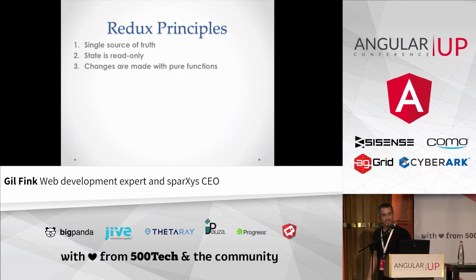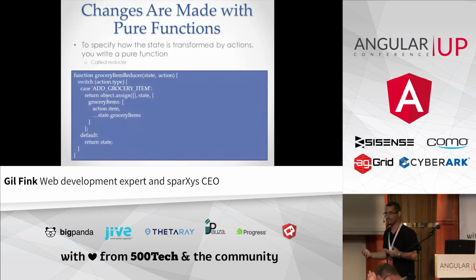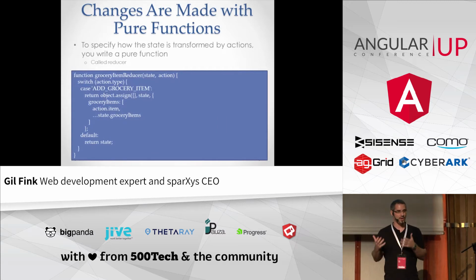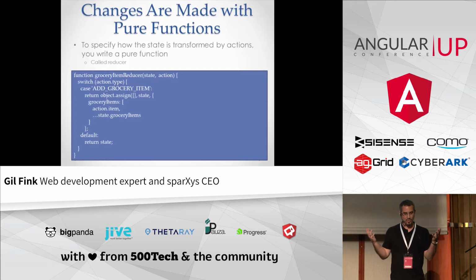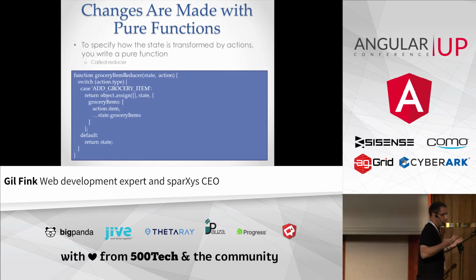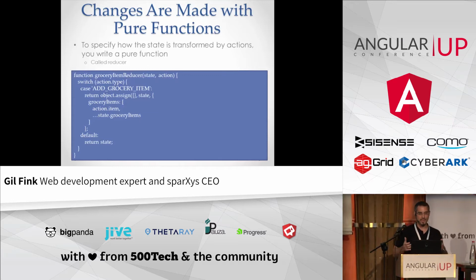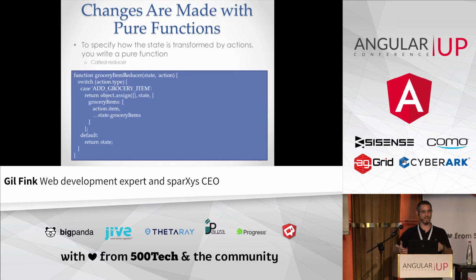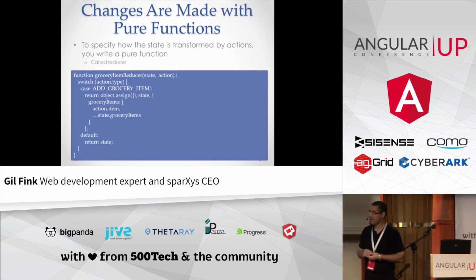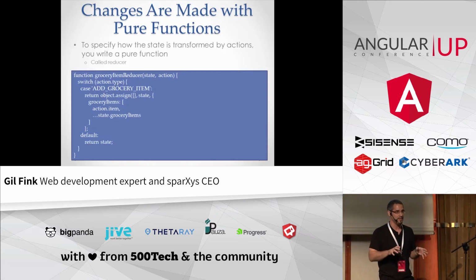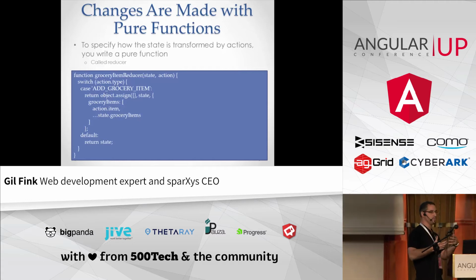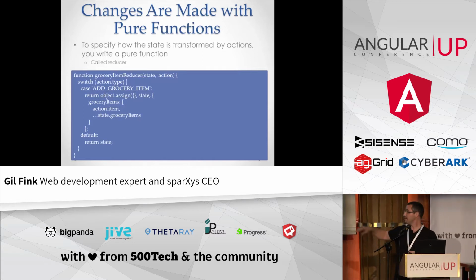The third principle is changes are made with pure functions. What is a pure function? A pure function is a function that gets input, and you get output from it, and it doesn't mutate the inputs. So for example, in this slide, you can see a reducer. A reducer is the name for a pure function that changes state in Redux. You see a reducer that gets some action and the current state and manipulates it and returns a different state, a new state for you. And as you can see in this slide, I'm not changing the current state.